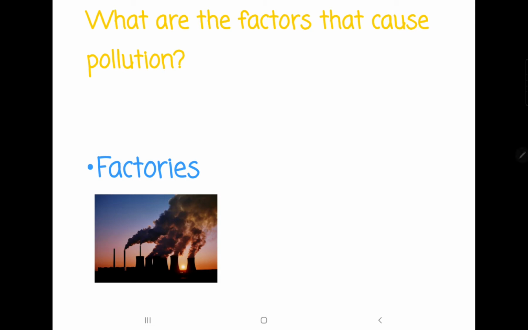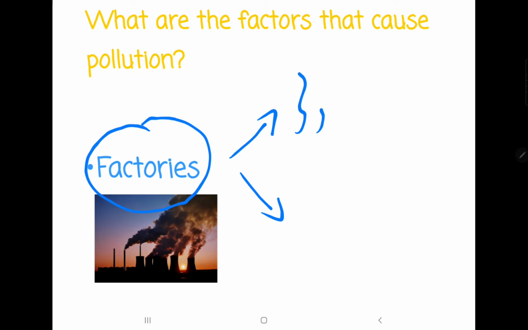What are the factors that cause pollution? And the first factor is factories. They cause two types of waste. The first one is harmful gases. And these harmful gases, when they get into the atmosphere, cause air pollution, like you can see here. The next one is chemical waste that gets added to the sea. And when it gets added to the sea, it causes water pollution.